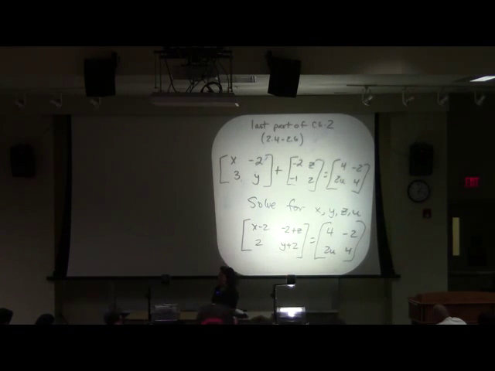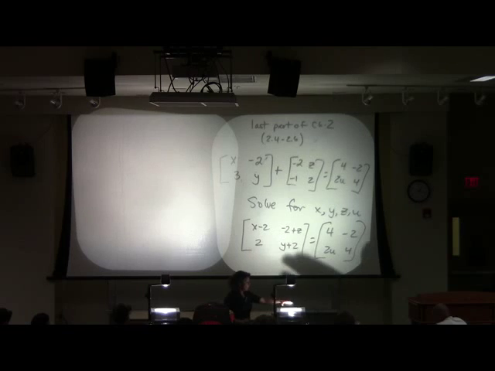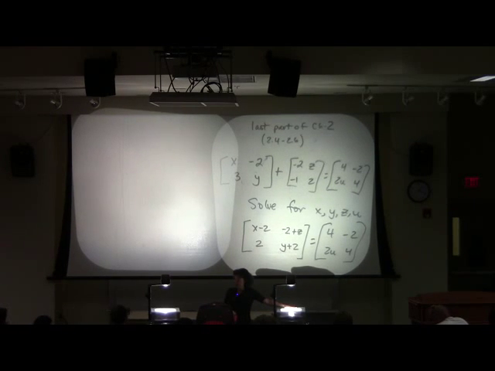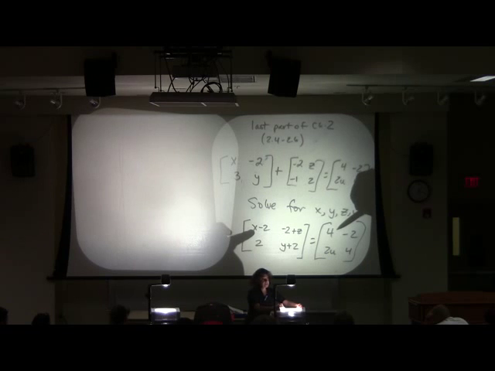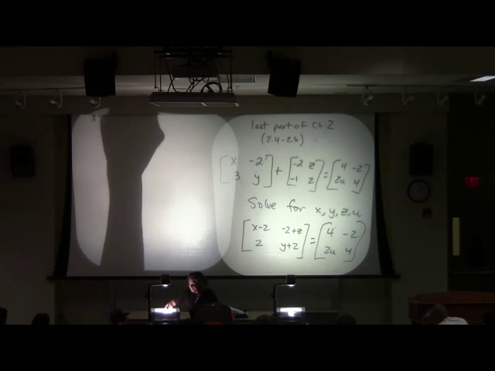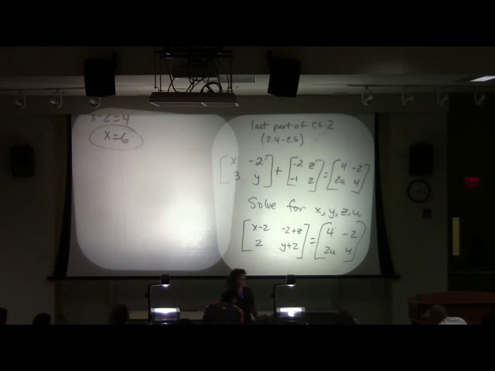You may or may not remember a particular comment that I made, but I will remind you. My comment was the following: 2 matrices are equal if they're the same size and your corresponding entries are equal. You guys with me there? So, if I'm telling you these 2 matrices are equal, doesn't that mean that x minus 2 has to be equal to 4? Yeah. Can we solve that? Yes, one hopes. x equals 6.